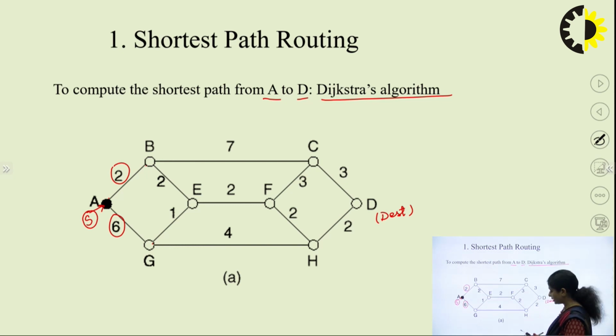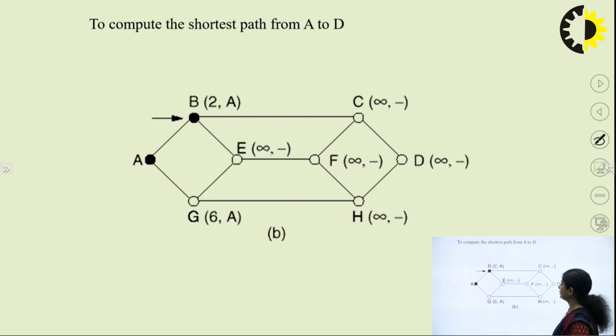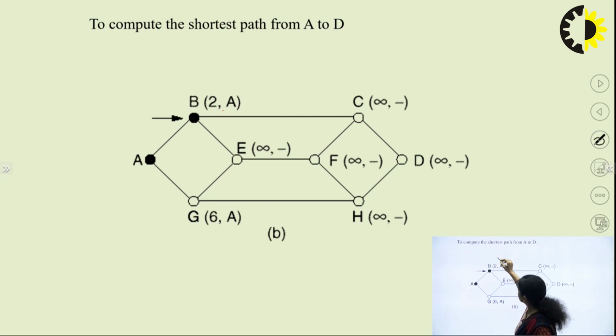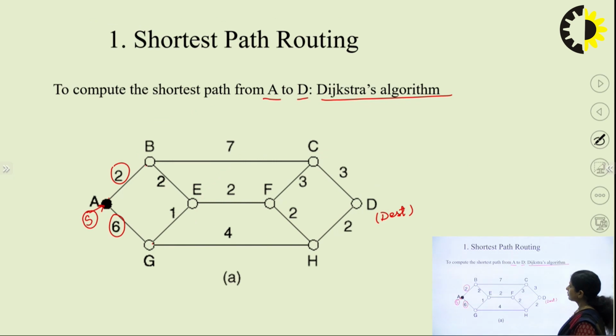So, which one is shortest? We see 2 is shortest as compared to 6. Okay, fine. A to B, the distance was 2, and from where it has come, we are considering that as A. Okay, next, from B to C or B to E, which one is shorter?